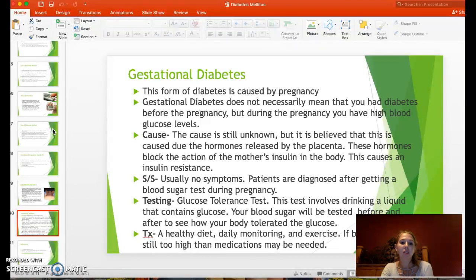And then treatment is usually a healthy diet, daily monitoring, and exercise. But if the blood sugar is still too high, then medications may be needed.